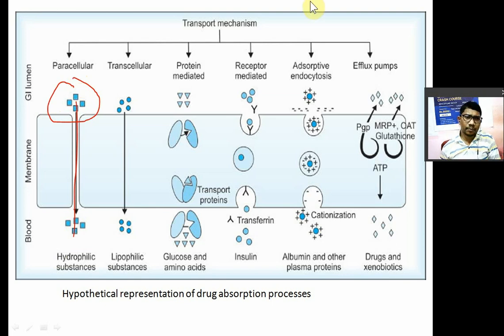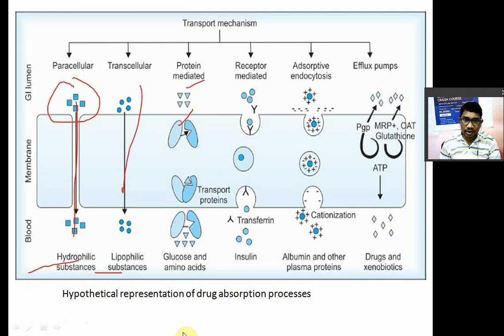There is also transport of drugs across the cell, through the cell, known as transcellular. Then paracellular, between the cell. Then protein mediated transport, proteins are nothing but a carrier. These carriers bind to a drug and then it is transported across the cell membrane. So for example paracellular transport is applicable for hydrophilic substance जो water soluble है उसके लिए, between the pores of cell. Now transcellular transport mechanism is applicable for lipophilic substances.